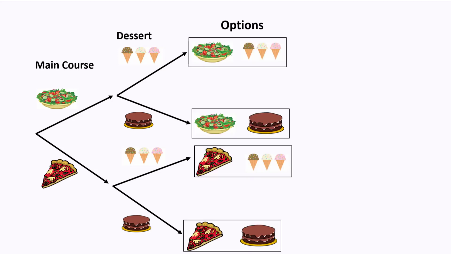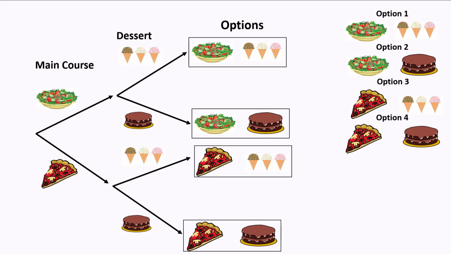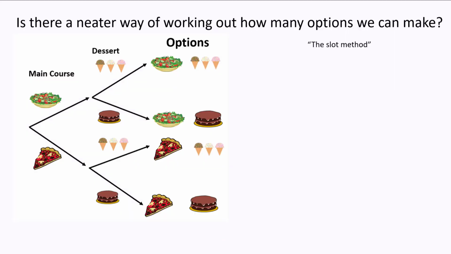And actually, the only thing that really mattered here was how many options we were left with at the end, how many final arrows we had on our tree diagram. So when we're thinking about our options, it is nice to visualize it like this. And so we get those 4 options which we looked at just before. But is there a neater way of working out how many options we can make? Because we don't need to know what the options are, we just want to know how many.